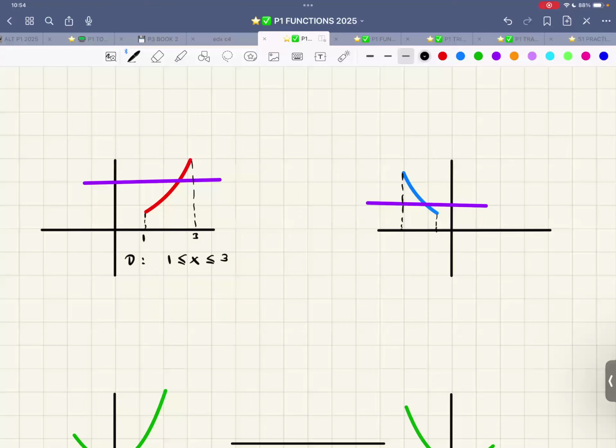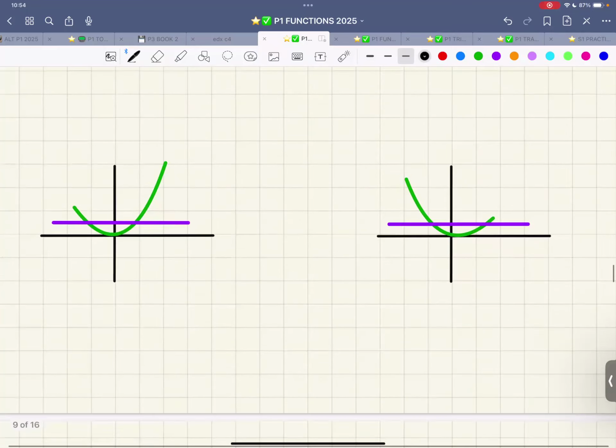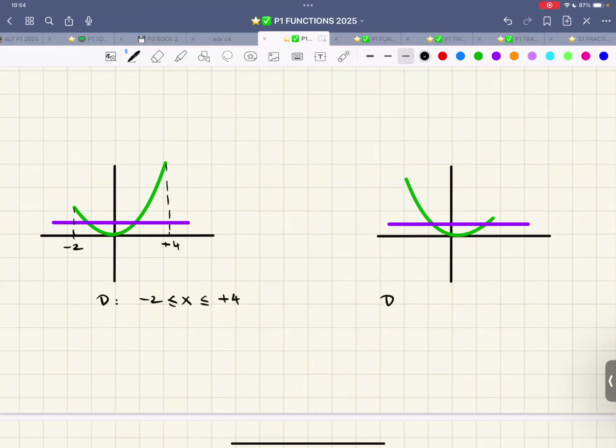Over here are the domain, -1, -2. Domain x lies between -2 and -1. Over here, let's say this is -2. This is +4. Domain x lies between -2 and +4. Over here, domain x lies between -5 and +3. So it's not drawn to scale. This is -5, this is +3.